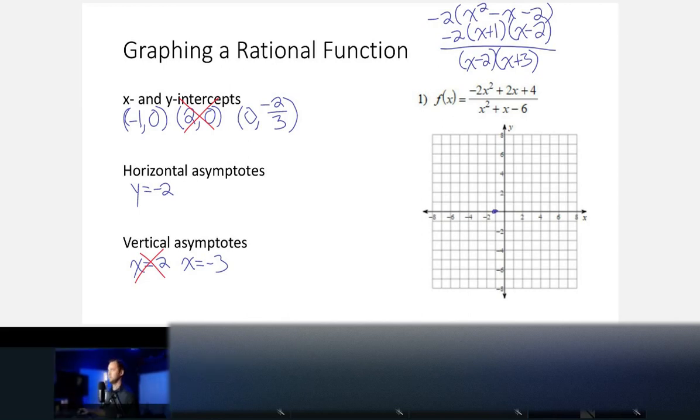And then we're going to plot 0, -2/3. -2/3 is like negative 0.6 repeating. So that's going to be like, I don't know, right here maybe. Close enough, I think. Close enough.